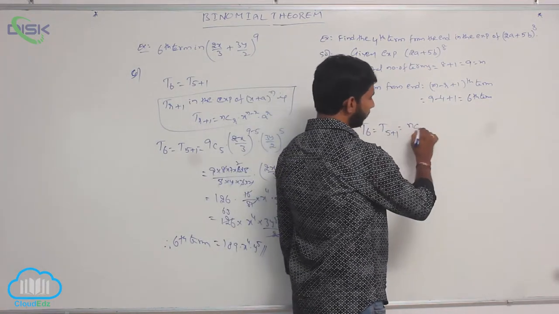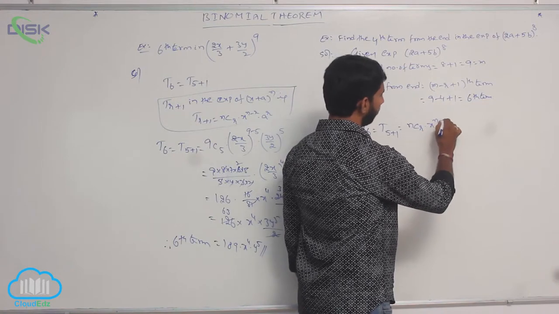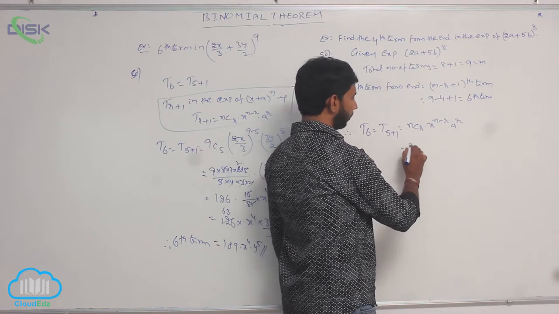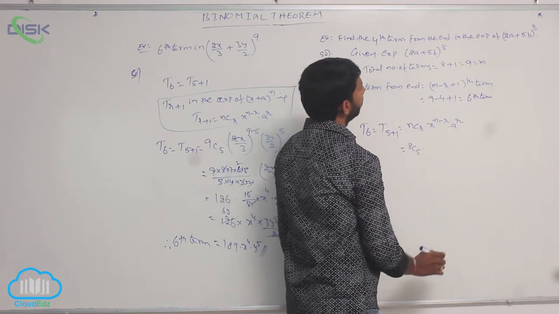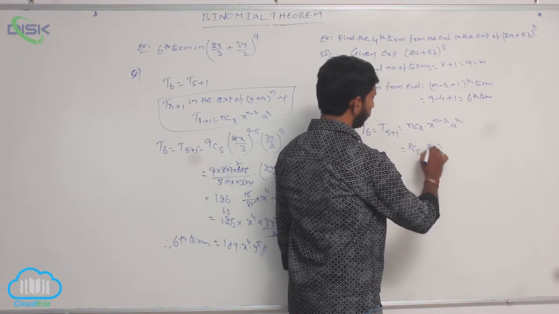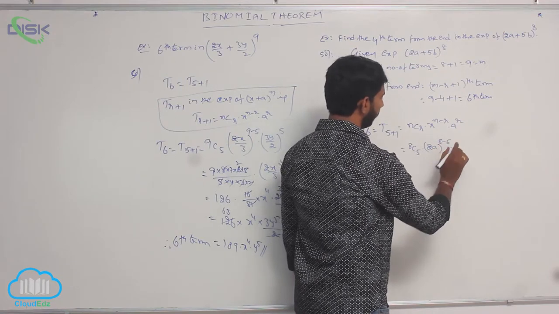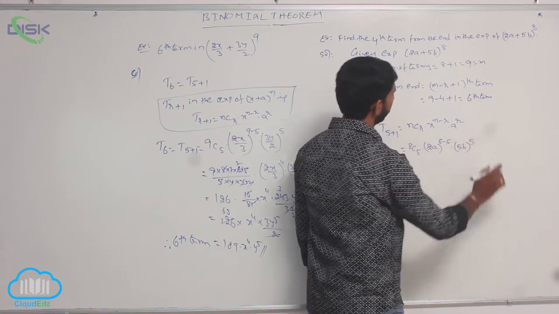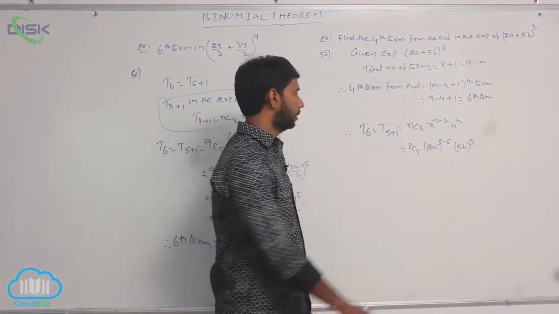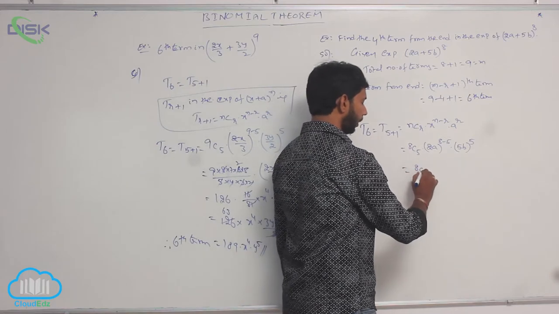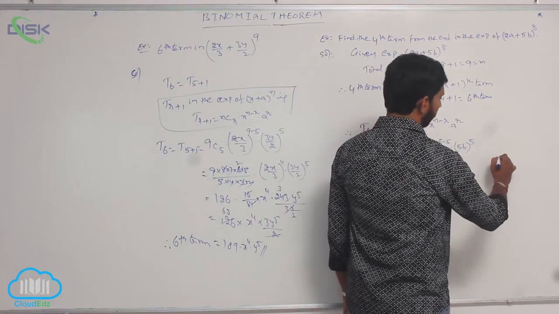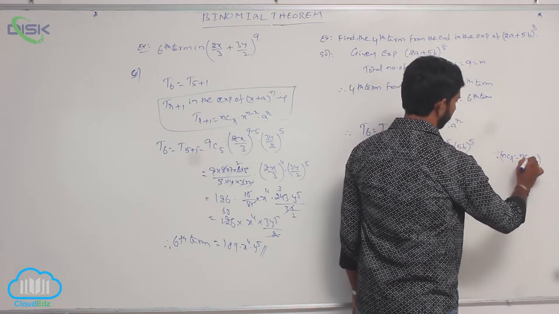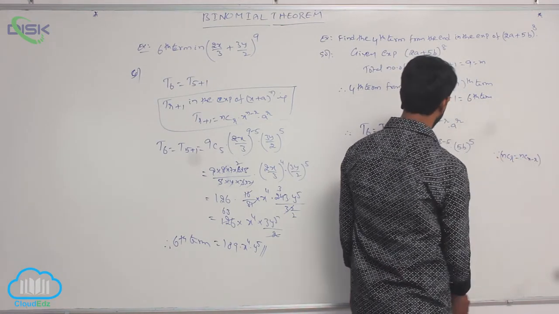The formula is nCr into x^(n-r) into a^r. Here n is equal to 8. 8C5 into, here x is 2a, (2a)^(8-5) into (5b)^5. 8C5 is equal to 8C3, since nCr is equal to nC(n-r).